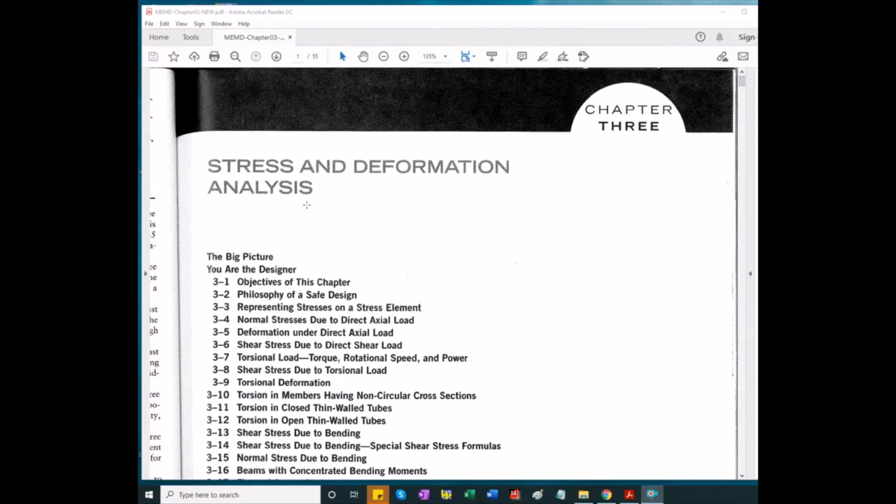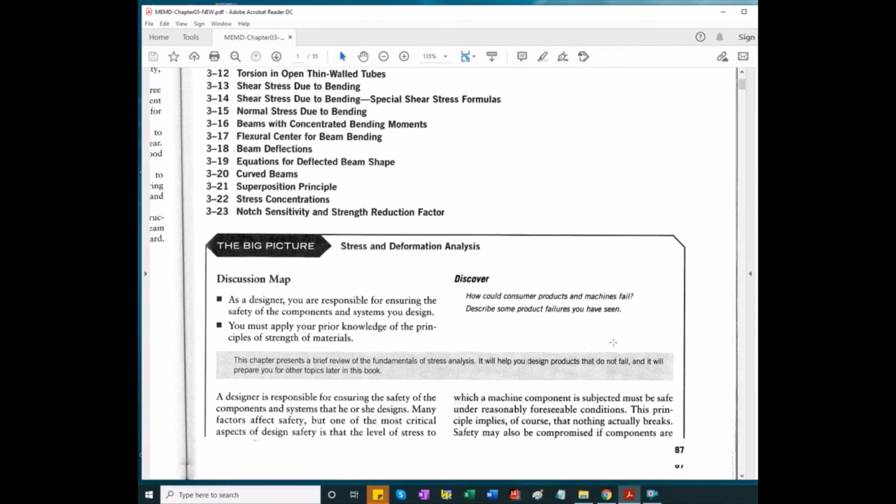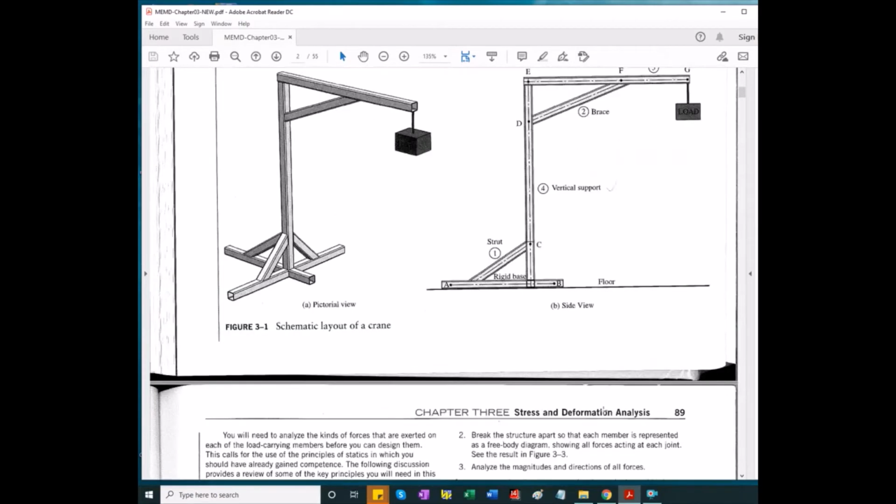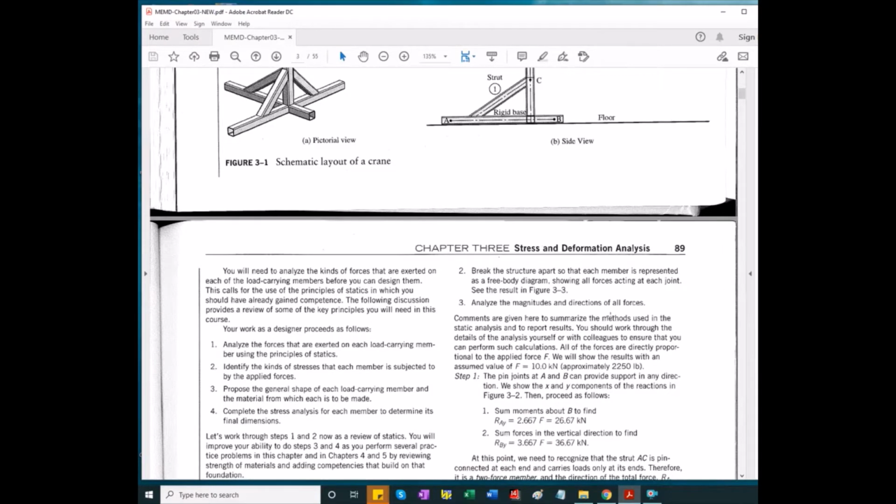This chapter is titled Stress and Deformation Analysis. It's to a good extent a review of strength of materials, and it introduces a couple of new concepts. The first is curved beams, and the other is principle of superposition. We'll then do some problems in a different recording. I'm going to use an overhead camera.